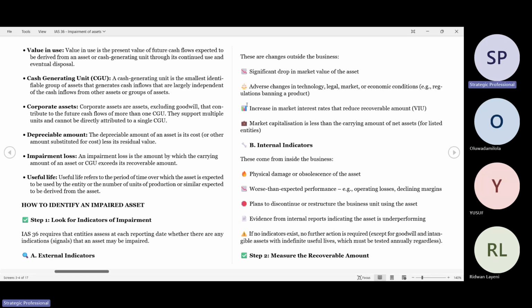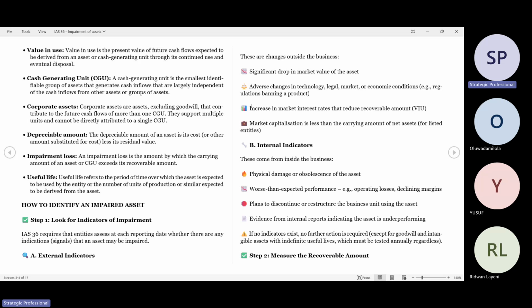Then the other point is increase in market interest rate that reduces recoverable amount. What this basically means is that market interest rate is just the borrowing rate. How much is the CBN rate now? Is it 25%? The higher your CBN rate or your borrowing rate, it effectively affects your recoverable amount. It means that the recoverable amount, specifically your value in use, is going to be reducing.